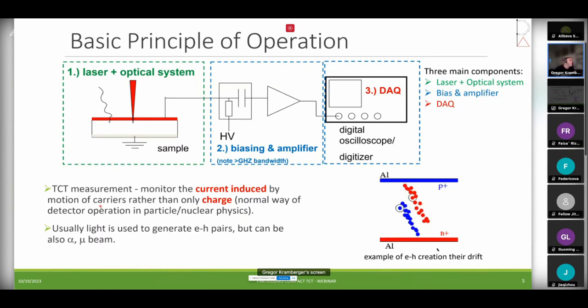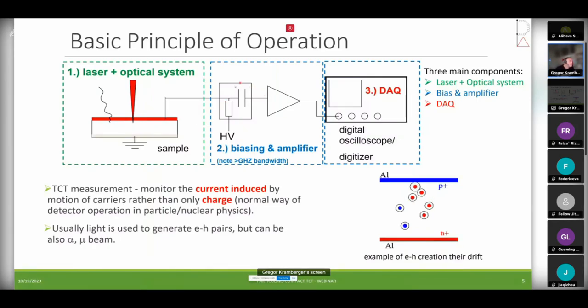So, in short, this is the TCT. You have a sample. You have a laser plus optical system, which shines on the surface of the sample. What you want is to mimic, here in the bottom, how the particle ionizes the sensor. You want to do the same or a similar thing with the laser.